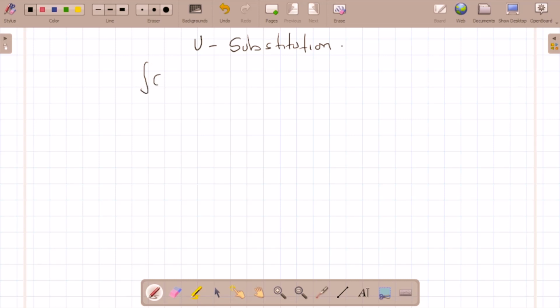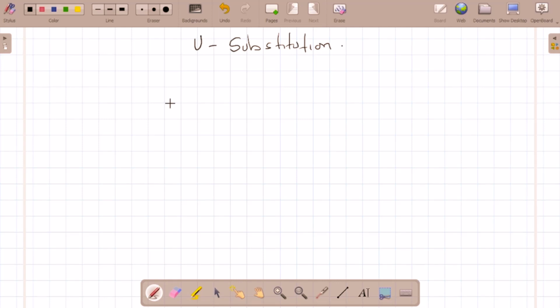Something like the integral of cosine of u du is a standard integral, and we know that the integral of cosine of u is sine of u. So this is what you would call a standard integral. But there are also some integrals that are not standard integrals. But the question is, how do you solve those integrals? One of the ways is to use U-substitution.